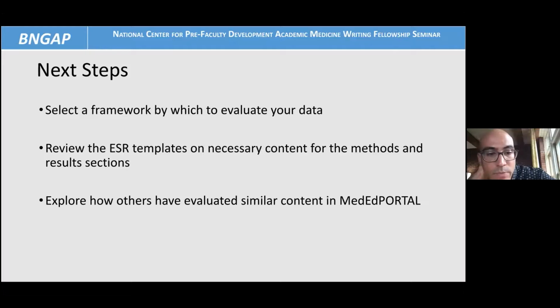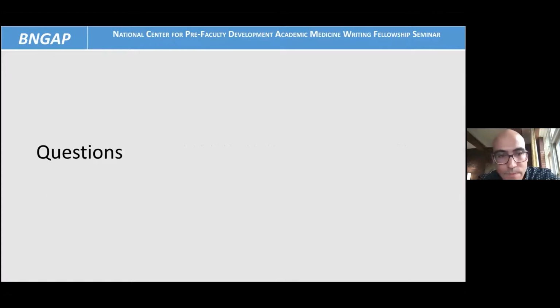And then also exploring how others have evaluated similar content on Methods Portal. So, I highlighted how we addressed some confidence testing in a module that I participated in. And you could certainly do the same, going through some of the different MedEd Portal published works and seeing how you could perhaps mirror your process to similar things already in existence. Any questions?